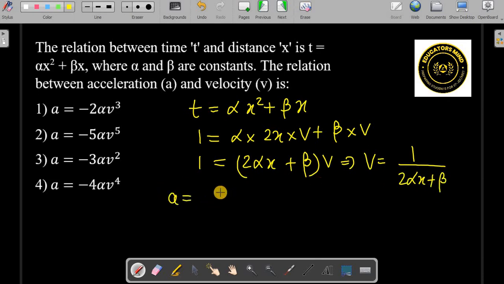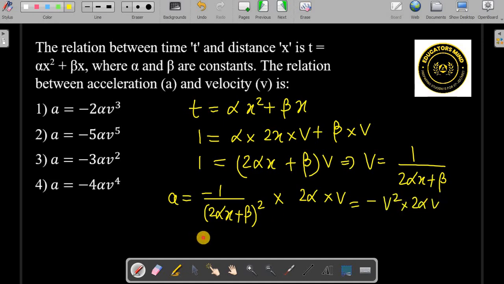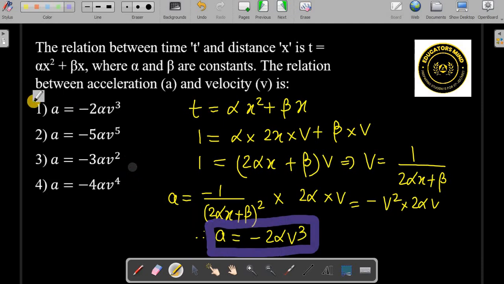Further differentiate to get acceleration. So dv by dt, again you have to use the chain rule. So 1 by this, differentiation with respect to this, you will get minus 1 by 2 alpha x plus beta whole square into this with time. So 2 alpha x you will get, then x with time is velocity. Chain rule you have to use here. I'm just doing it directly. Then from here 1 by this will become v square, right? And then this is 2 alpha v. So finally you get acceleration as minus 2 alpha v cube. That will be the answer, correct? So minus 2 alpha v cube, first option.